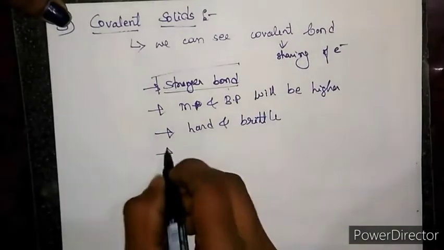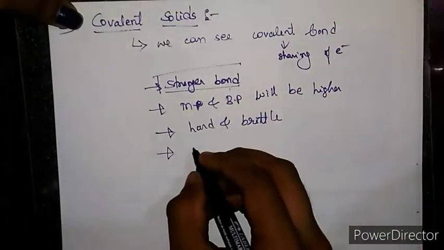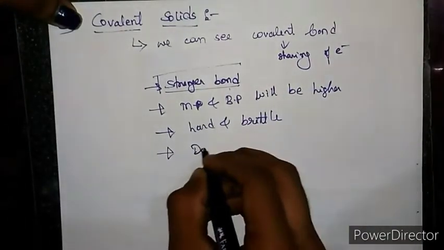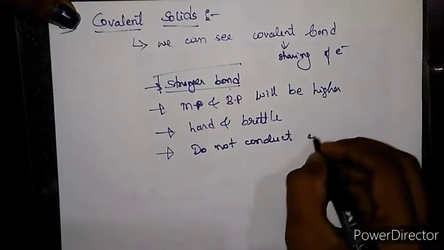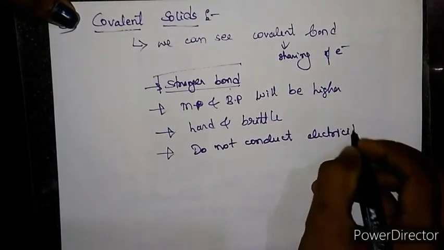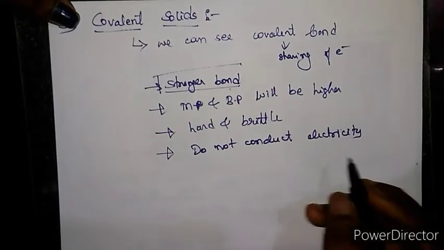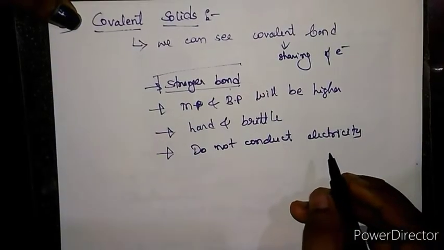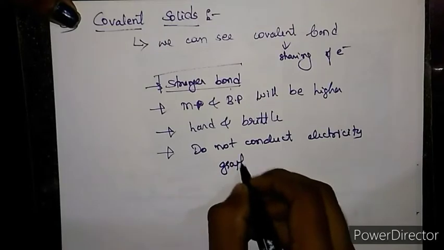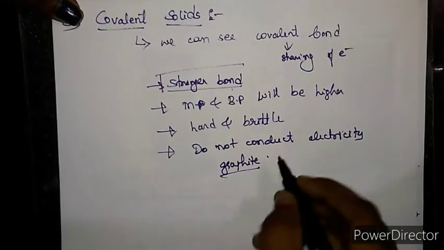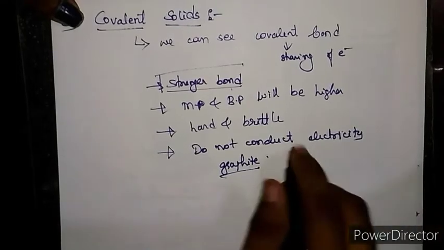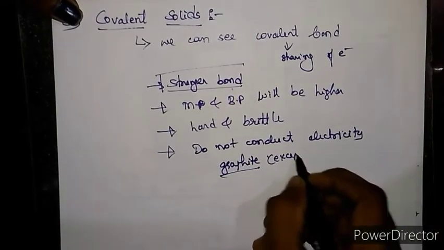One more thing is that this type of solid generally does not conduct electricity. They do not conduct electricity, but there is an exception, that is graphite. Graphite is an example of a covalent solid, but graphite is a good conductor of electricity. That is an exception.